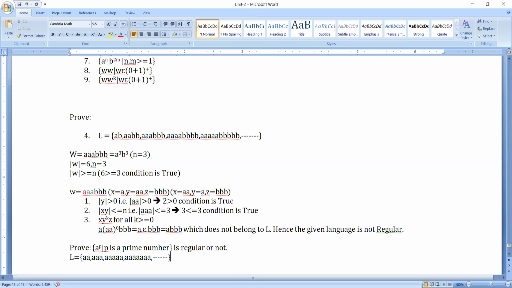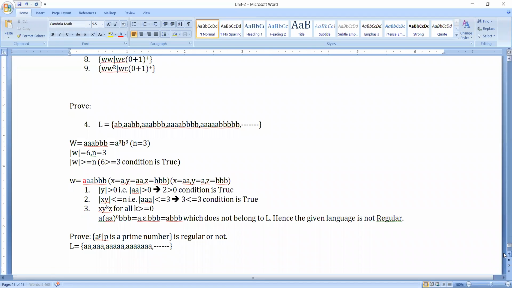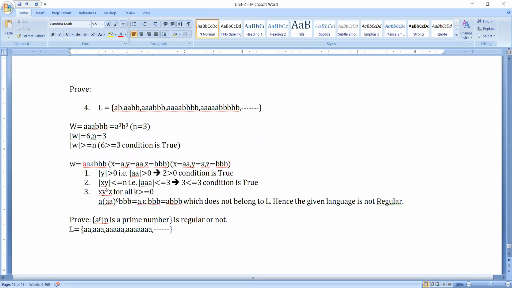Now the next thing we have to do is, just remember the theorem. Once you have some language called L, from this language L, you need to select some string called W. Now let us take this string. I am taking this string called W, so name it W, and this is the string. And here, what is the n value?